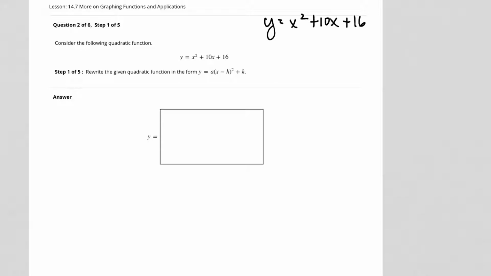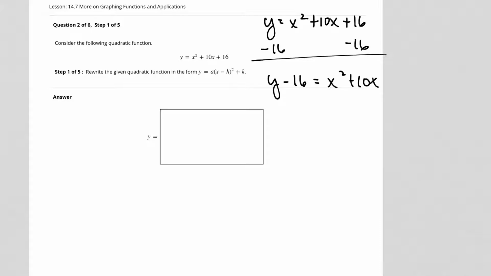16. And I'm going to go through the process of completing the square just like we did in the previous module. So I am going to go ahead and move the constant term. So I'm going to subtract 16 from both sides. That's going to give me y minus 16 equals x squared plus 10x.